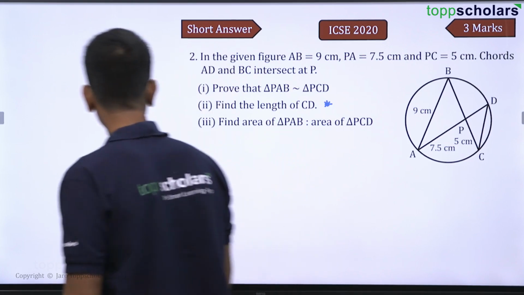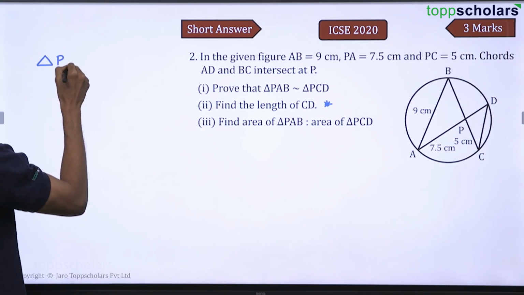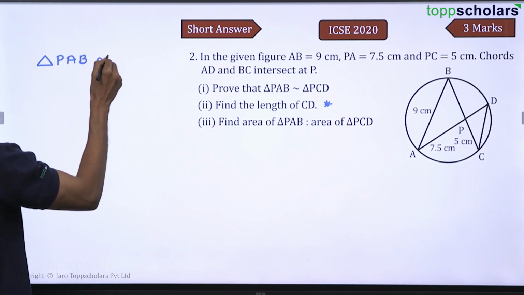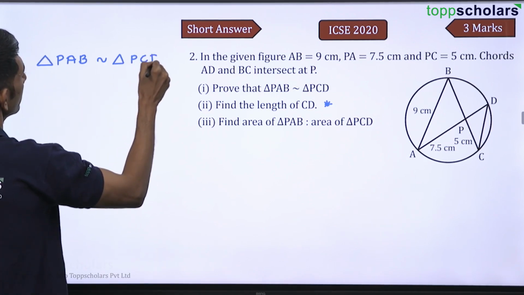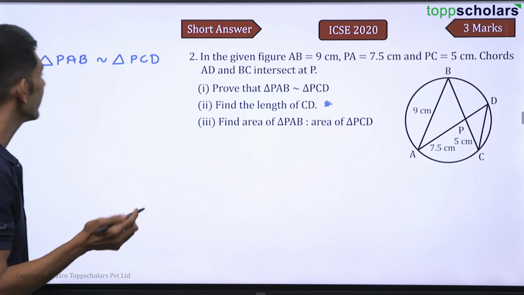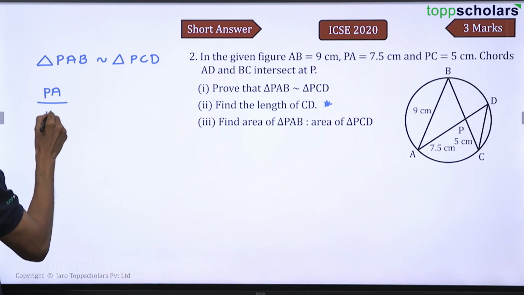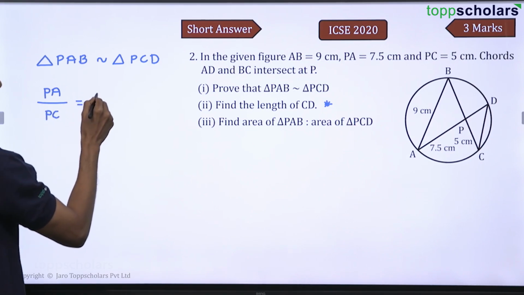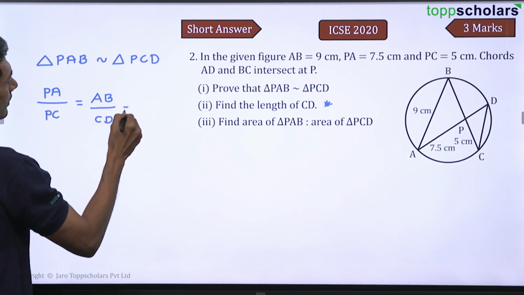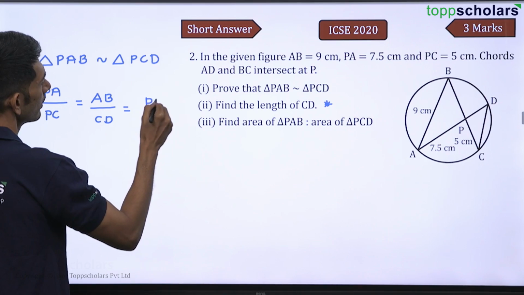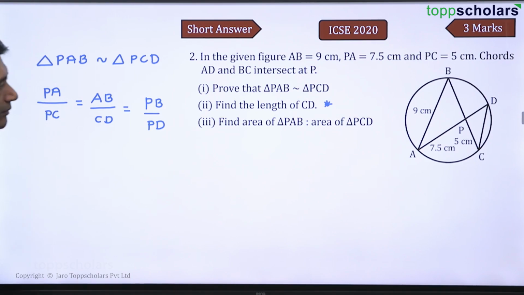Now tell me one thing, already the two triangles are similar, right? Triangle PAB is similar to triangle PCD. So can I say the ratio of their corresponding sides are equal? So can I say PA by PC is equal to AB by CD is equal to PB by PD. All three are equal, correct?